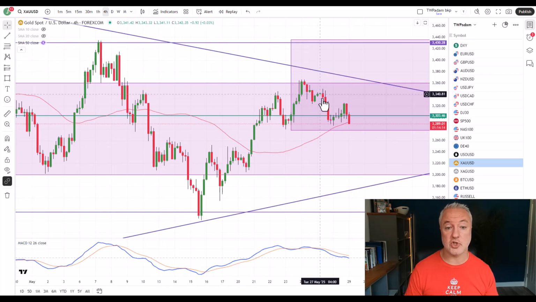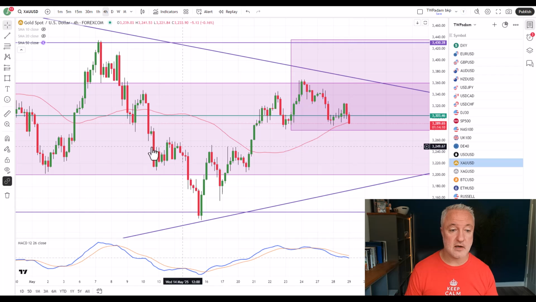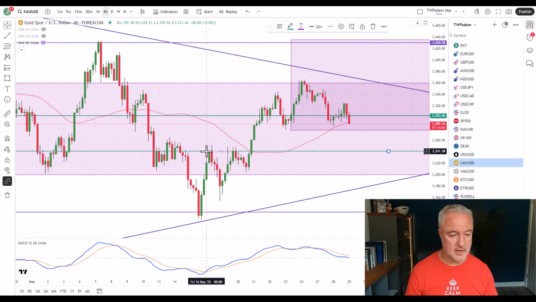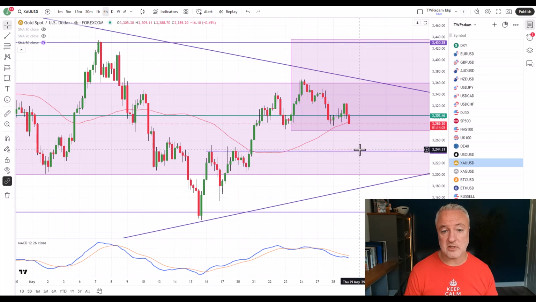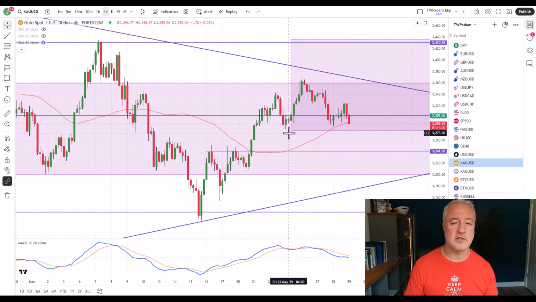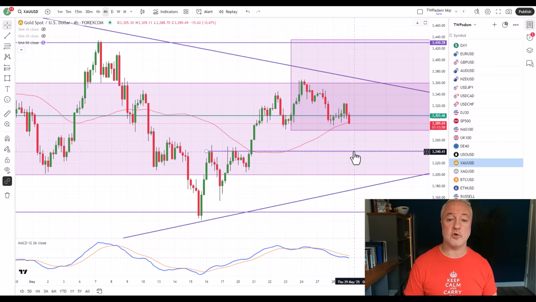So we've got a possible head and shoulders forming here, meaning it could be getting ready to do a break and a move down. And all that means is it would move down to here, straightforward, and then it might just find support and go back up again. So this looks like it might be getting ready for a shorter term correction.